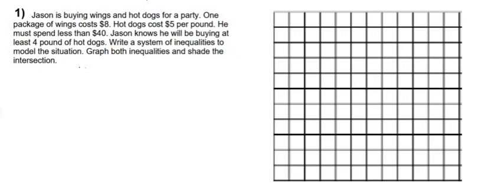Let's begin. Jason is buying wings and hot dogs for a party. One package of wings cost $8. Hot dogs cost $5 per pound. He must spend less than $40. Jason knows he'll be buying at least 4 pounds of hot dogs. Write a system of inequalities to model the situation. Graph both inequalities and shade the intersection.